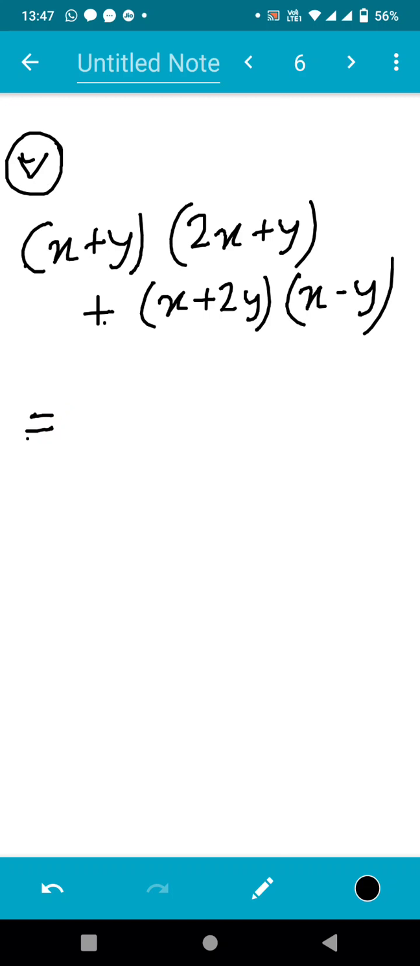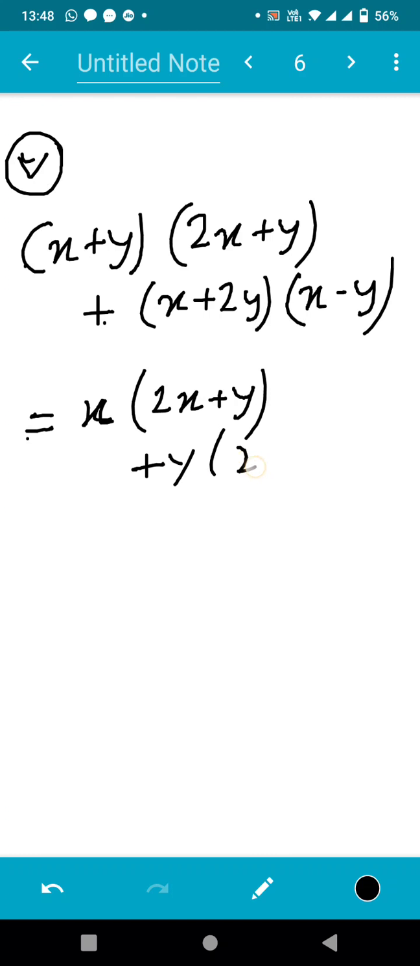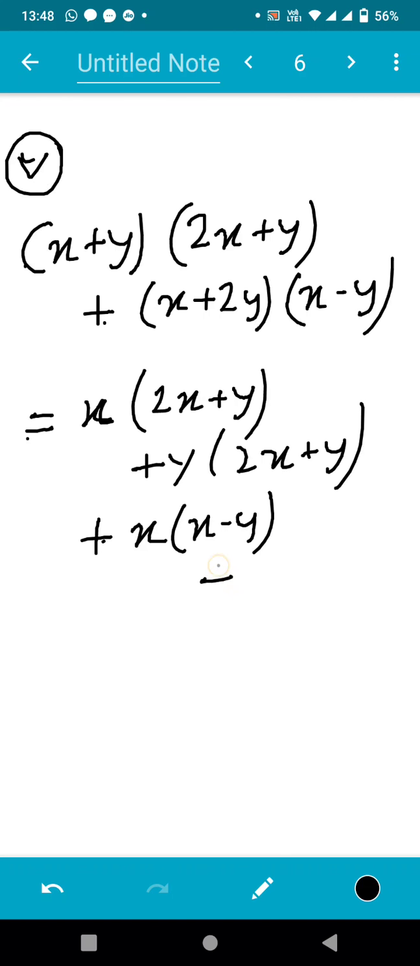Now first of all we'll multiply x with 2x plus y, that is x into 2x plus y. Then with plus y we'll multiply 2x plus y, isn't it? So first part is done. Then we'll again write plus sign. Then with x we'll multiply x minus y, and with plus 2y also we'll multiply x minus y. Okay. Now finally we'll multiply.